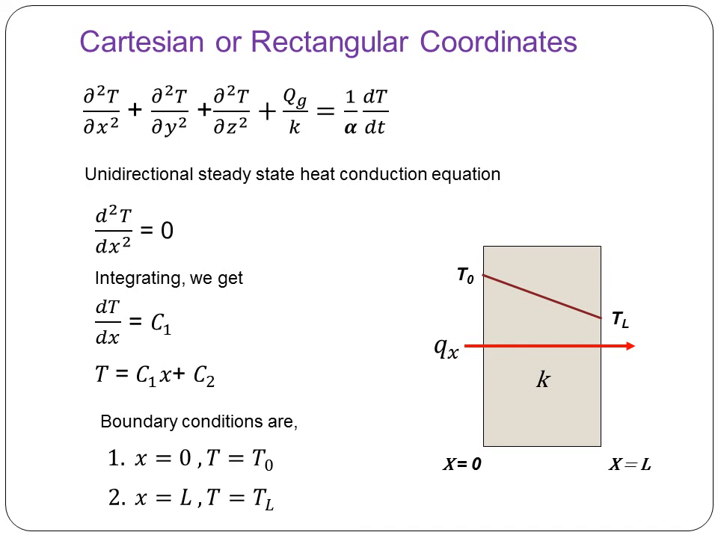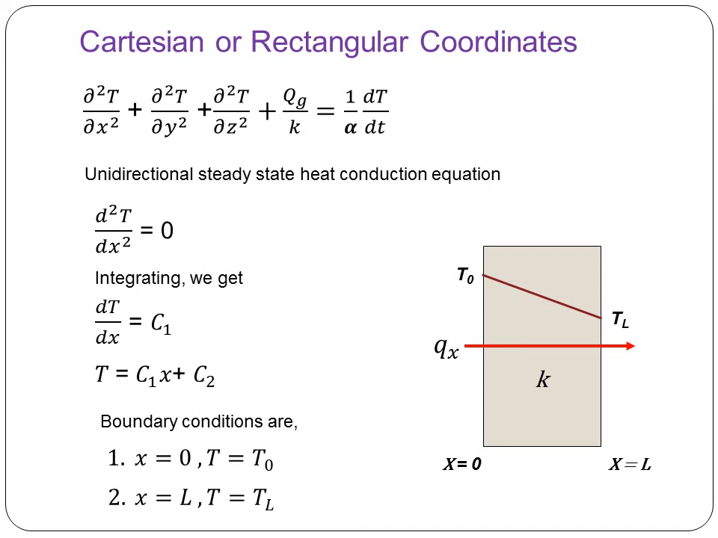If you integrate d square T by dx square equal to 0, then you get dT by dx equal to C 1, and if you integrate it twice, you will get T equal to C 1 x plus C 2. Now, this is the form with C 1 and C 2 as the constants. In order to obtain C 1 and C 2, you should have two boundary conditions.